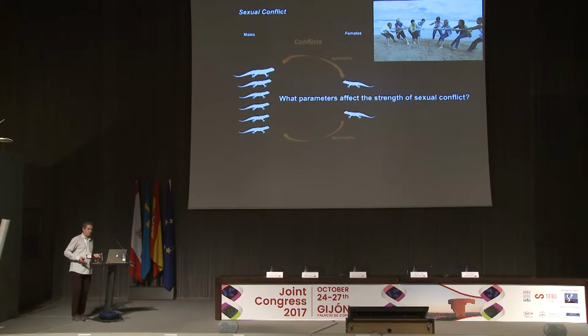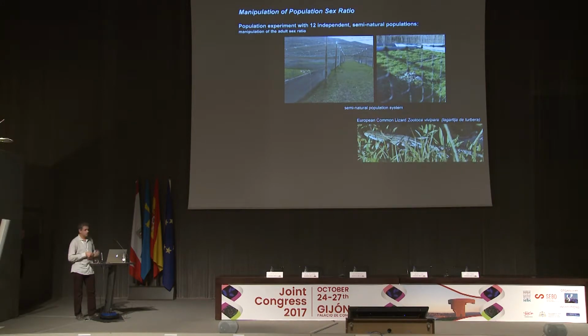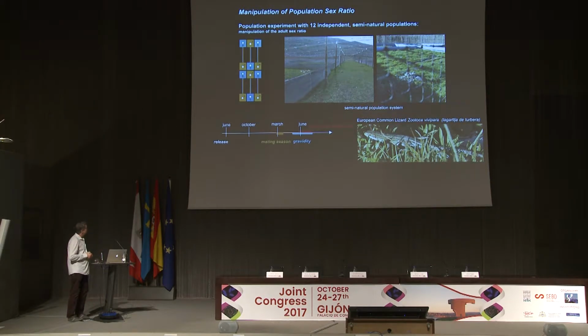And the big question, of course, is what parameters affect the strength of sexual selection? What parameter affects this sexual conflict? To this end, we run experiments in the European common lizard that inhabits as well the mountains just here in the north, in the south of Gijón. And we established populations of this lizard where we can manipulate principally everything. So what we did is we produced populations that were female biased and populations that were male biased, and they did not differ in any other traits.